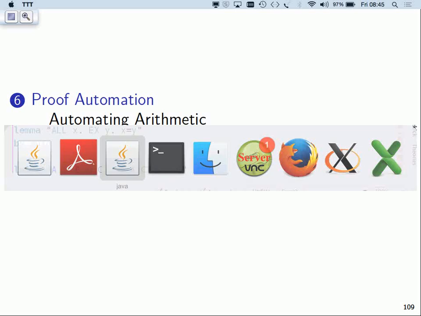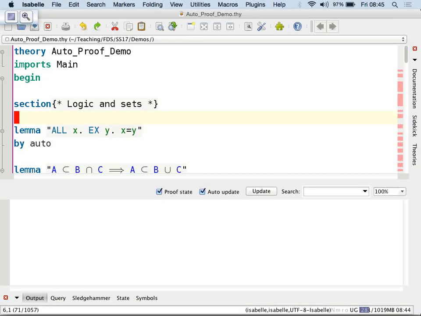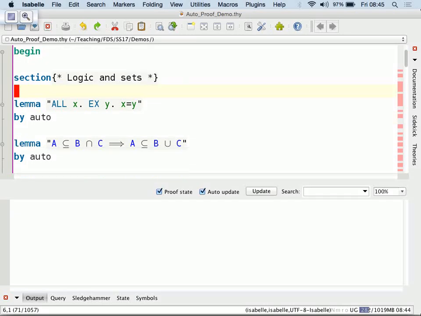Where are we? Yes. So here we have the demo file. And here are just some simple examples of logical formulas that can be proved automatically by auto. So auto does know a little bit about logic and sets. So it can, for example, prove that for all x there exists a y such that x equals y. That's not terribly exciting. The next one is a little bit more interesting, but not too exciting either. If A is a subset of the intersection of B and C, then A is also a subset of the union of B and C.